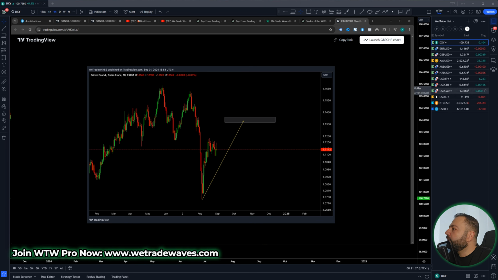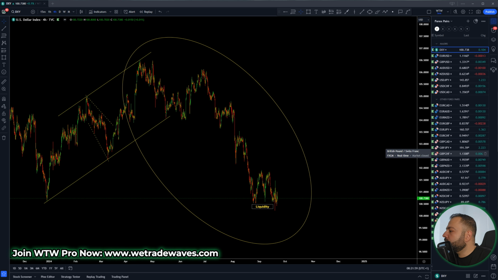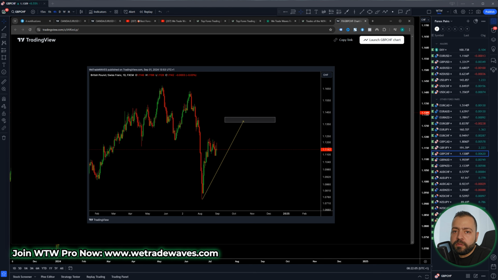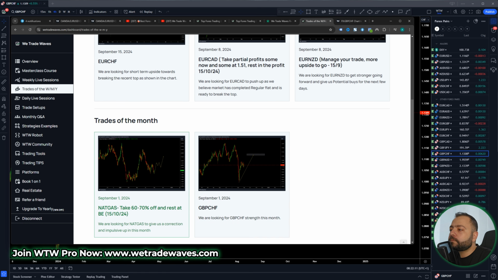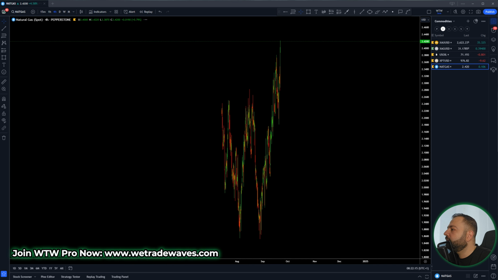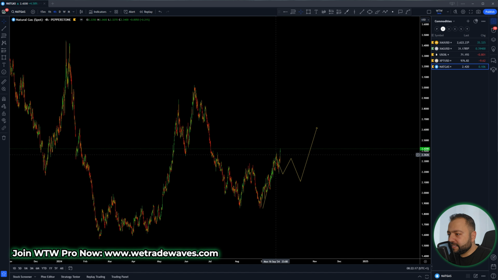Now, anyway, back to this one. Pound Swiss, look at this. The market gave us a corrective structure up again. So Euro dollar to the upside, Pound Swiss to the upside. Just count with me, guys, the trades, right? Pound Swiss to the upside, as you can see, corrective structure up. If I go back to trades of the week, this is NatGas to the upside. If I go to NatGas, the market gave us a small corrective structure and then it's pushing to the upside, which means if the members took the trade, they should be in profit now.